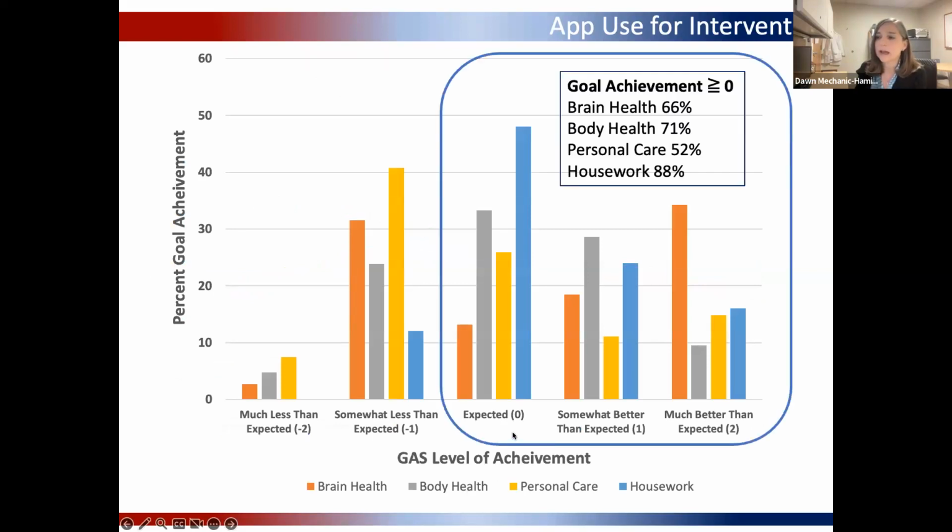And then when we look at their goals that they had set out at the beginning of those 4 weeks and checked back in on that goal assessment scale, what we were looking at was, did they achieve the goal at the expected level?